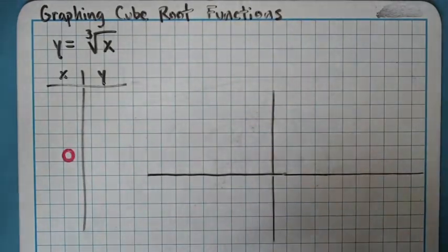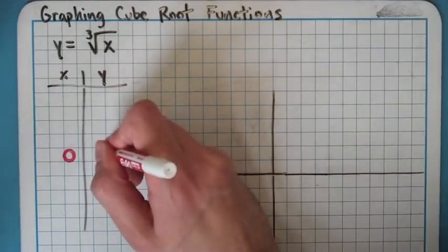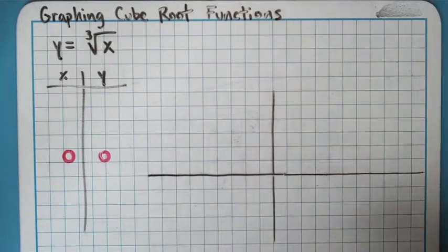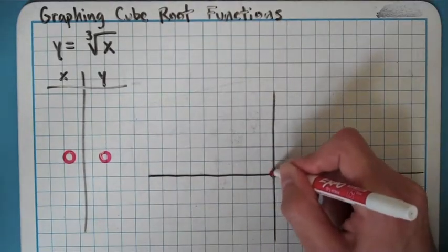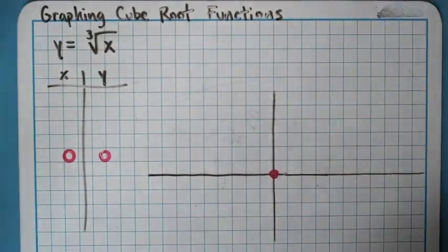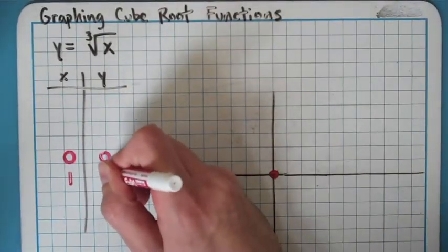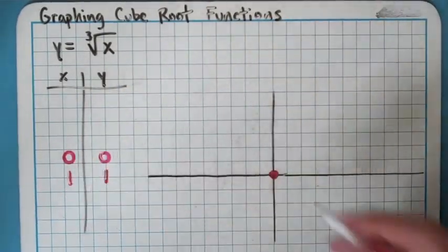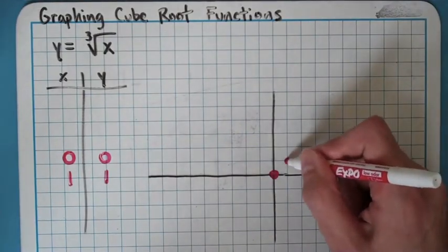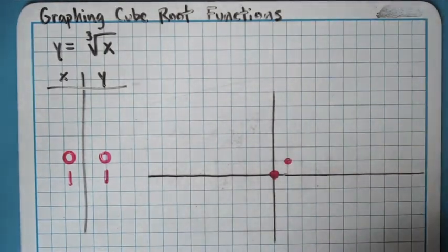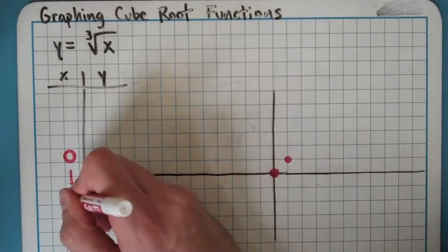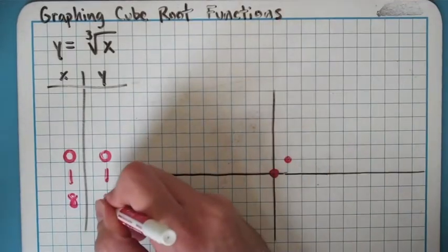The cube root of 0 is still 0. So the point 0, 0 is on this graph right here. The cube root of 1 is equal to 1, because 1 to the third power gets you 1. So 1, 1 is on the graph. For the next nice points, you would just try numbers until you think of what the next nice cube root would be. But it turns out that the cube root of 8 is equal to 2.